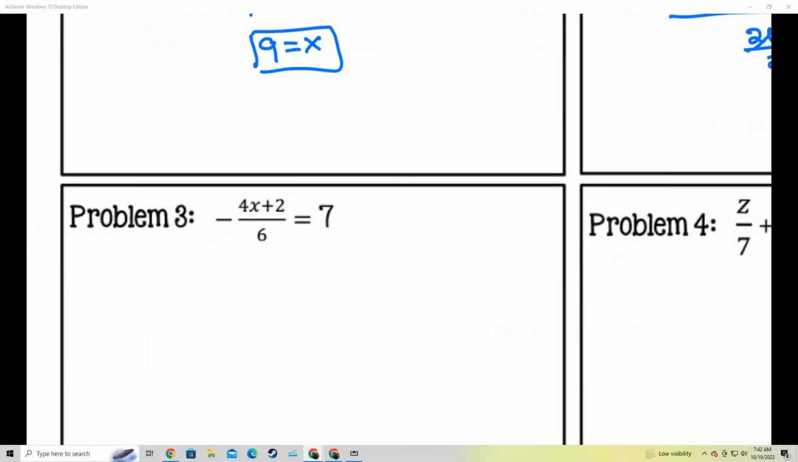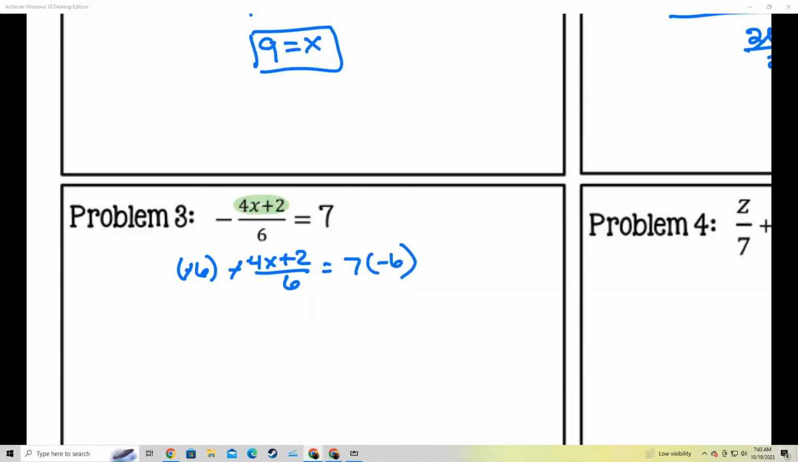On this one, remember that when you have everything in the numerator, technically these guys are together. Thankfully, there's only x's on one side, so I can just go ahead and start solving this. So right now, that 4x plus 2 is being divided by -6, so I need to do the opposite operation. I need to multiply both sides by -6. It's going to be -6 times -4x plus 2 over 6 is equal to 7 times -6. All I did was I multiplied both sides by -6.